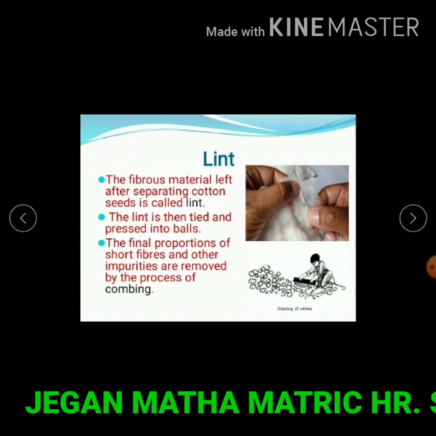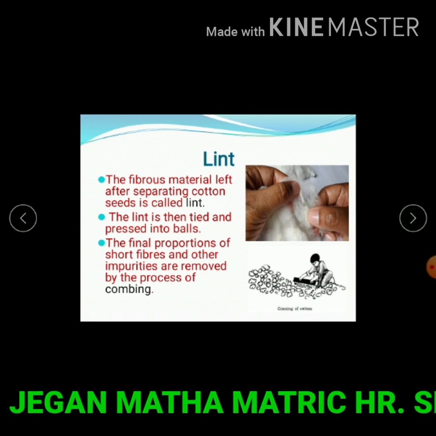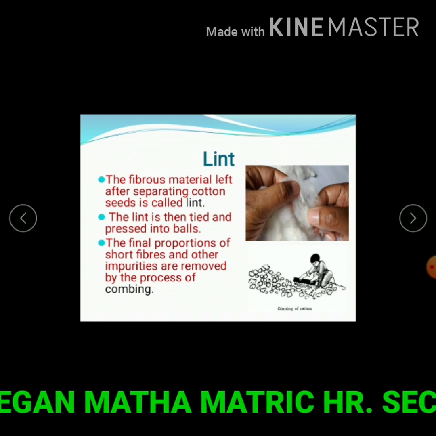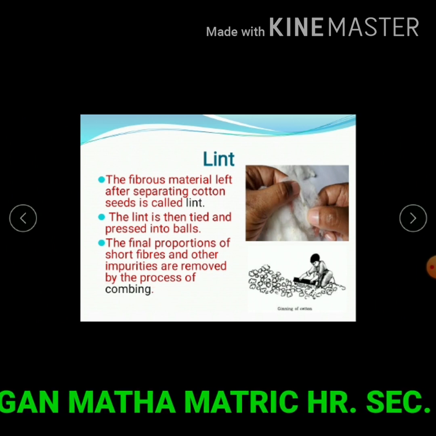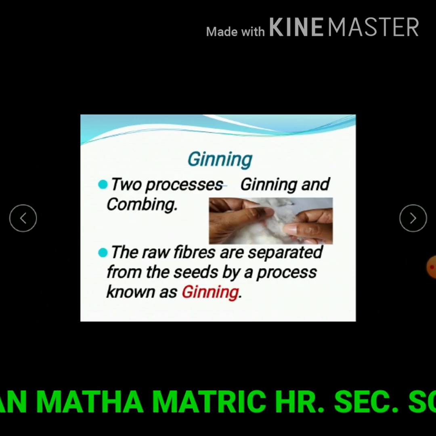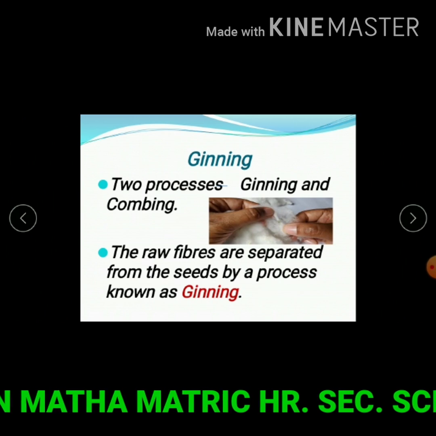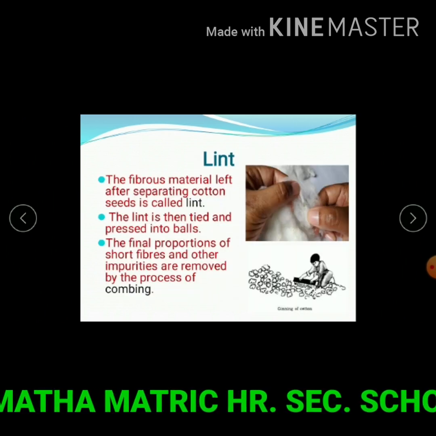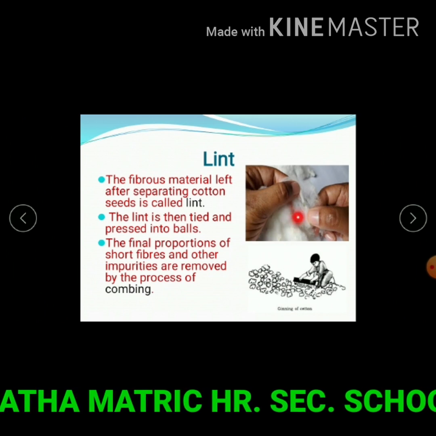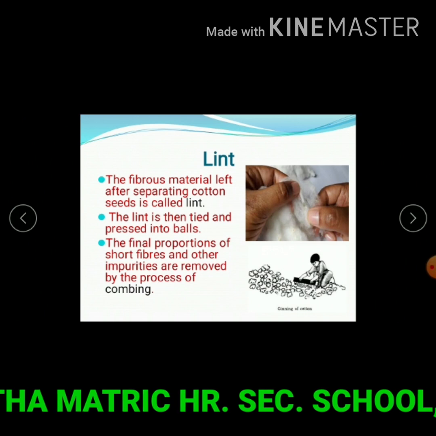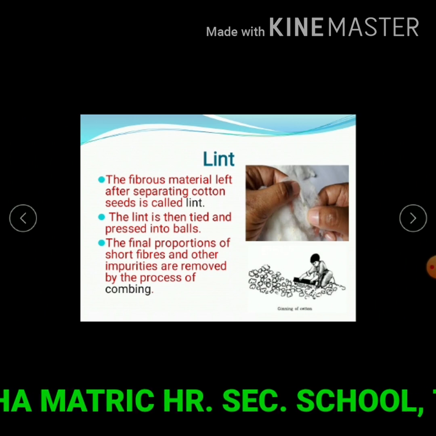Next, the final portions of short fibers and other impurities are removed by the process of combing. So ginning is the process of separating the fiber from the seed. After separation of seed, we get the white fibrous material that is called lint. Then it is tied and pressed into balls.